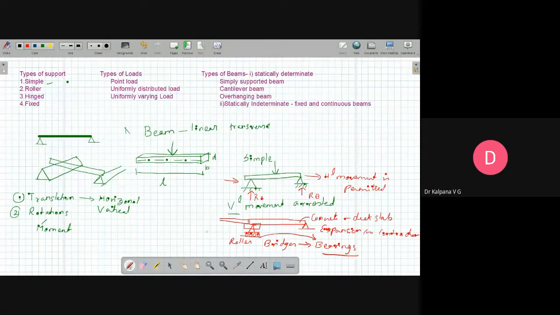That is, it allows the horizontal movement, whereas the vertical movement is restricted. So in both simple and roller cases, vertical movement is arrested, whereas horizontal movement is permitted. And also, rotation movement is also allowed. I'll come later to what all the reactions are. So this is the difference between simple and roller.